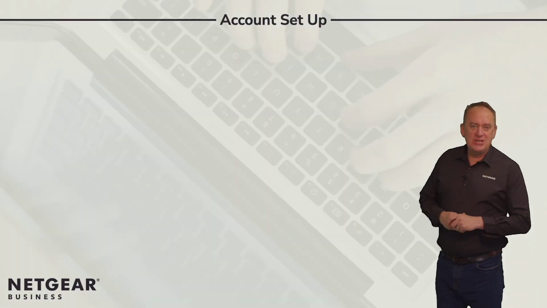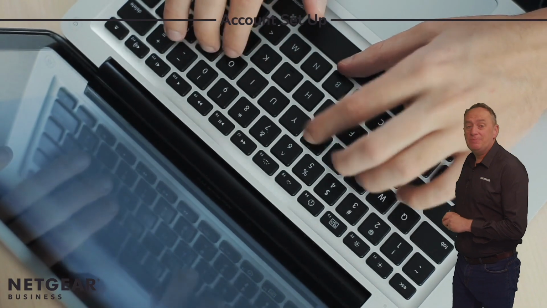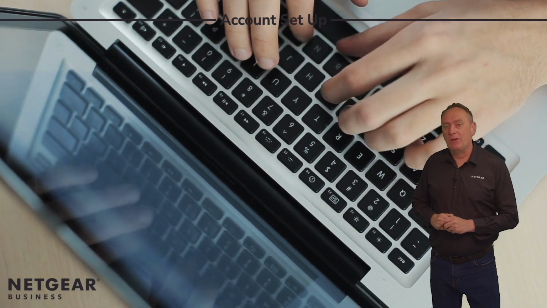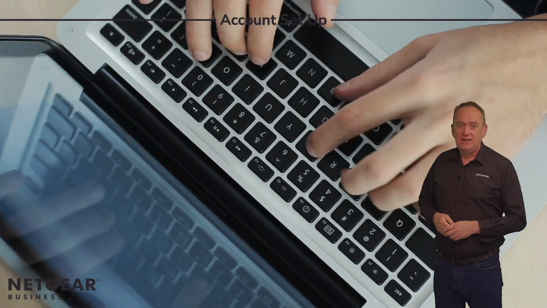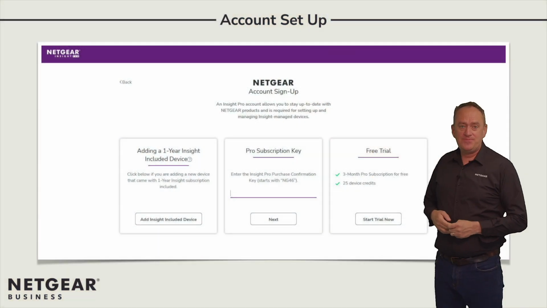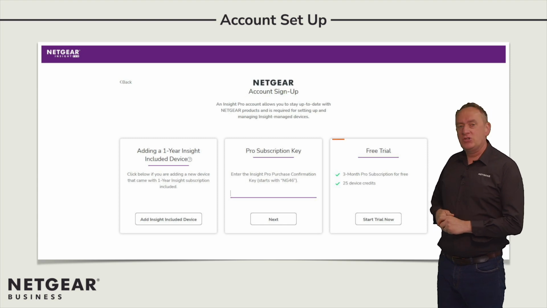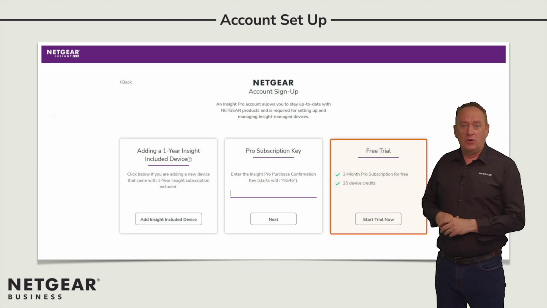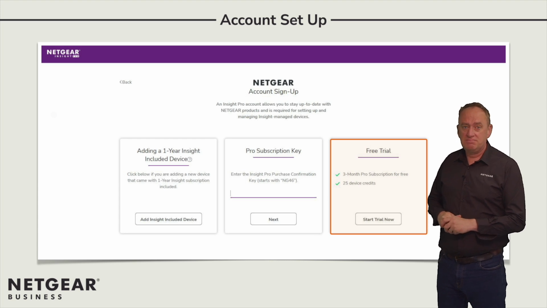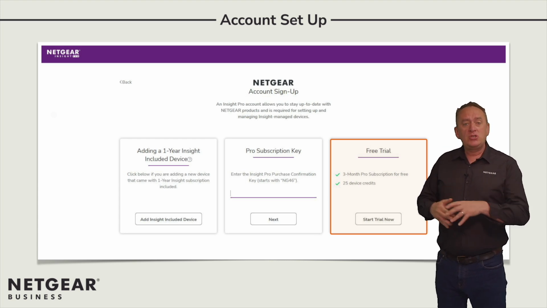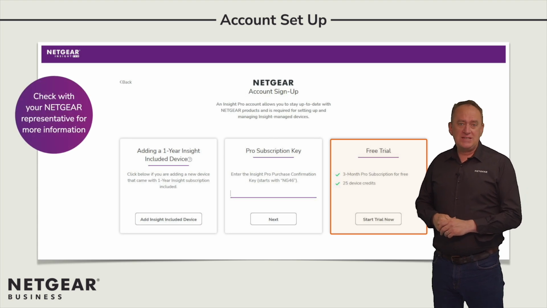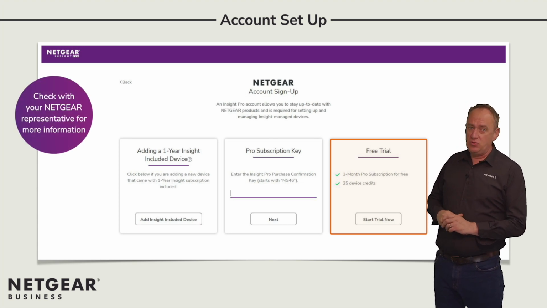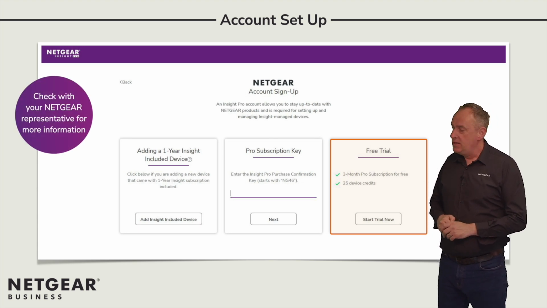Let's start by setting up your Insight account. This is important because to operate Insight Pro, you need a license. And there are 3 ways to do this. Insight offers a free trial period for new customers, which offers a 3-month license for up to 25 devices. We won't be covering the free trial on this course. However, make sure you speak to your NETGEAR representative to take advantage of this if you're new to Insight Pro.